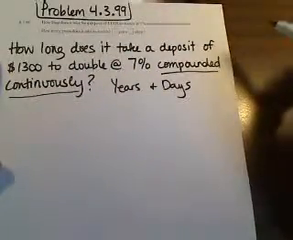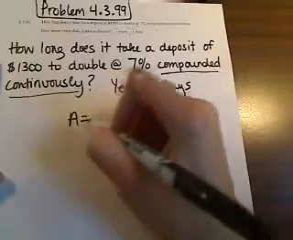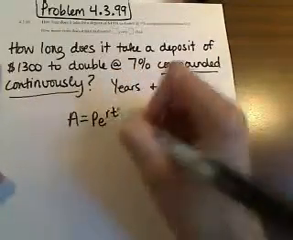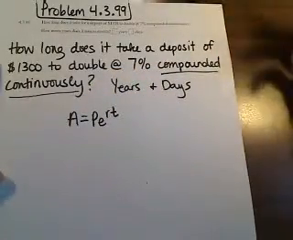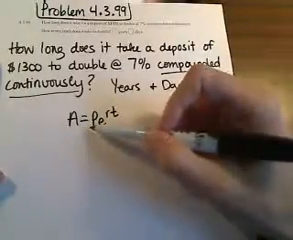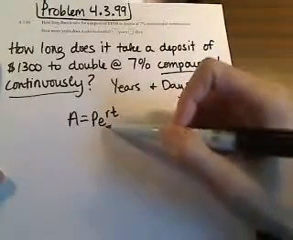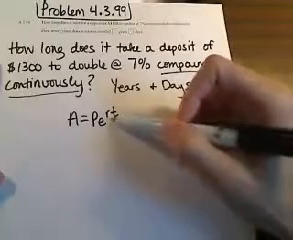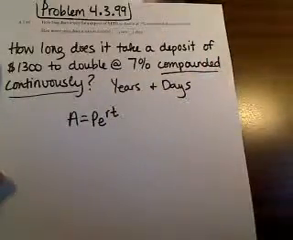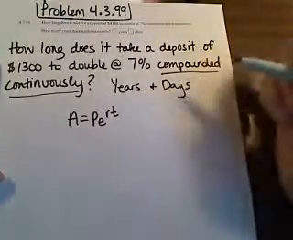Because it says that we're compounding continuously, that means that we're working with the PERT formula, which is the continuous compounding formula. Amount is equal to the principal times e raised to the power of RT, where R is your rate and T is your time in years.